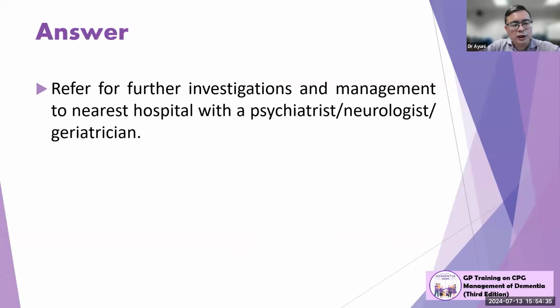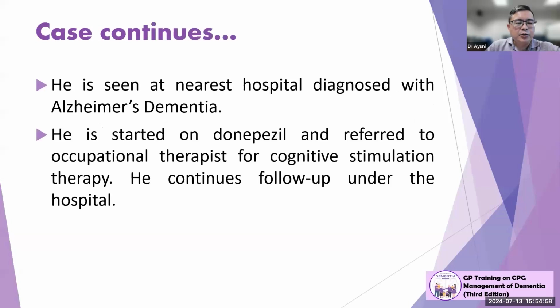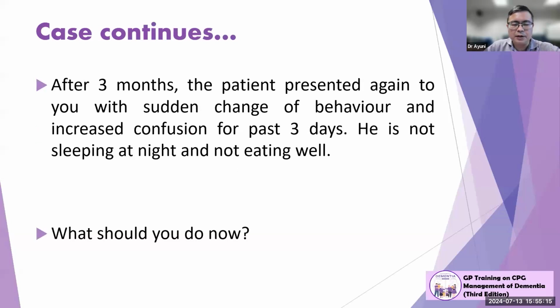At the GP level, we will usually refer them to the tertiary hospital or the nearest hospital with psychiatric service facilities, to psychiatrists, neurologists, geriatricians, or even physicians for further management. So he was seen at the nearest hospital and diagnosed with Alzheimer's dementia. Then he was started on donepezil and referred to occupational therapists for cognitive stimulation therapy. He continues follow-up under the hospital.